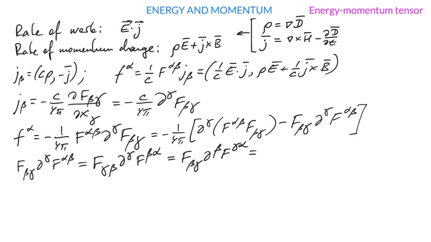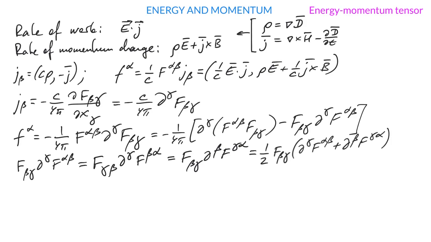And now, because here I have an identity, this expression is equal to this expression, I can add them together and divide by 2, and I'll get the same thing. So I write 1/2 F_{βγ}, that's common to both of them, and then I have ∂_γ F^{αβ} plus ∂_β F^{γα}.